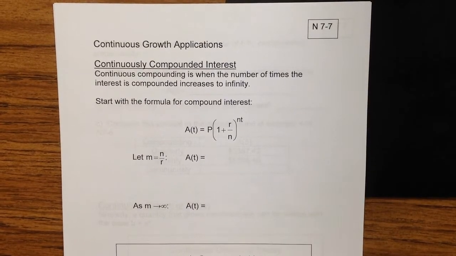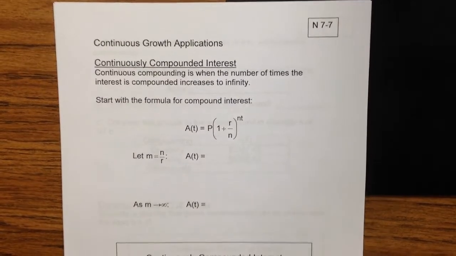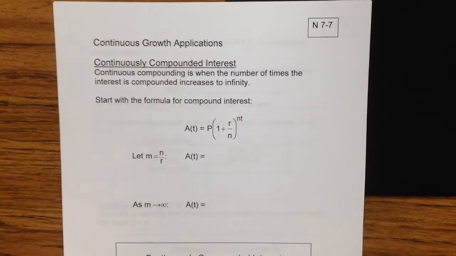Okay, this is Mr. Thornton speaking to you from the distant past before Thanksgiving. Got a little jazz on, and we're going to do this last lesson of Chapter 7, Continuous Growth Applications.